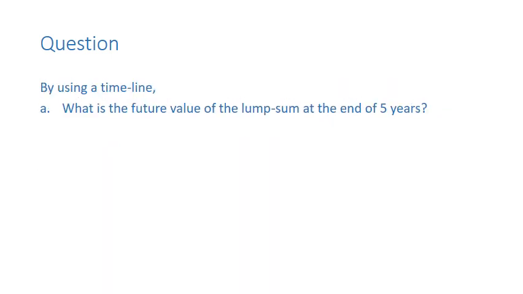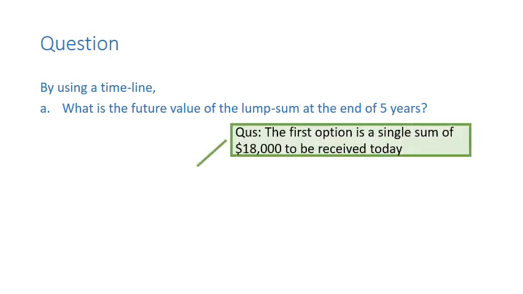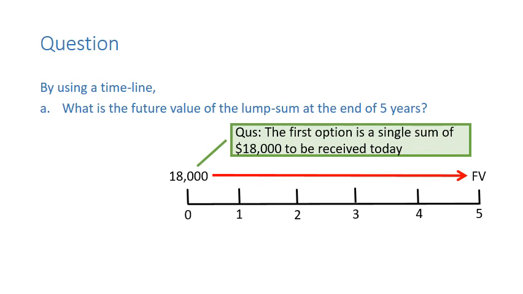By using a timeline, what is the future value of the lump sum at the end of 5 years? The question states, the first option is a single sum of 18K to be received today. So look at the timeline here. Today we receive 18K, so we'll be at T equals 0. And we're finding the future value at the end of 5 years.